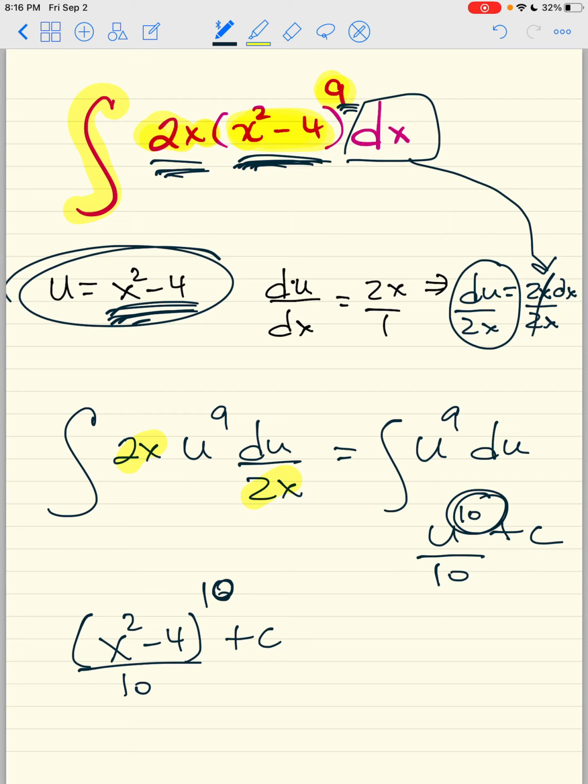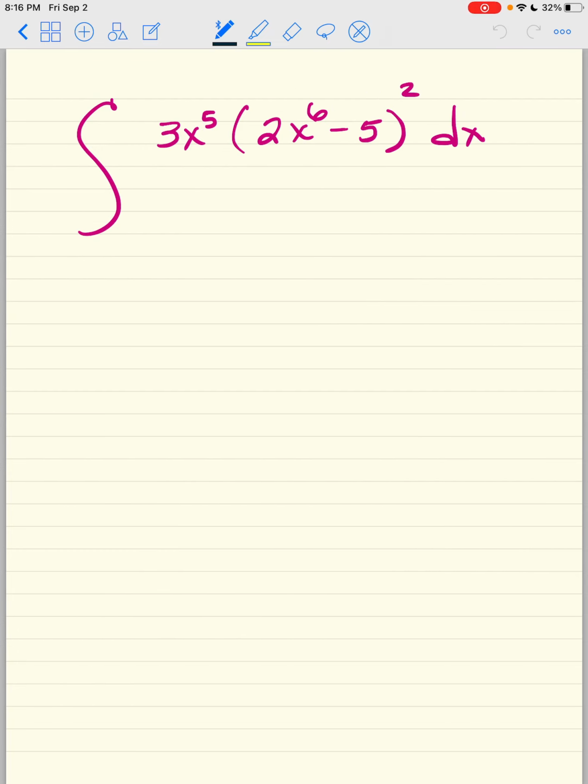Okay? So let's try another one. This is going to require us to do a u sub. Sure, you can expand this because it's only to the 2nd power, but we don't want to expand it, okay? So what we're going to do here is we're going to say this is a u sub because this is a product and it's a base raised to a power other than 1.